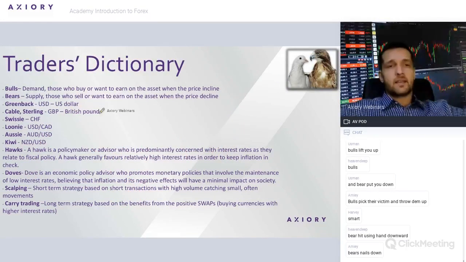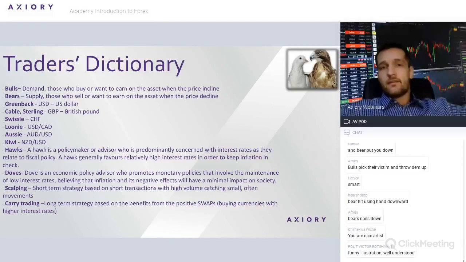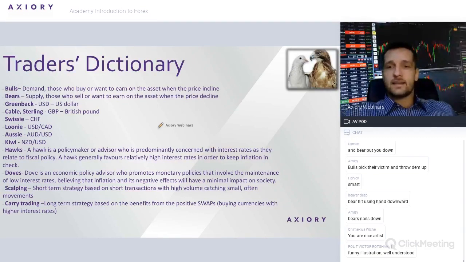Greenback is the American dollar. Sterling is the British pound, and cable is the British pound to the American dollar. Why do we call British pound to American dollar a cable? I try my best to draw the best bull and bear in the world. My friends, why cable? Why is British pound to American dollar called cable?